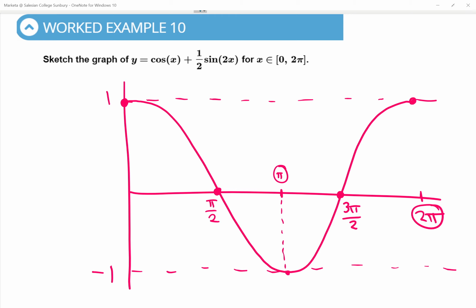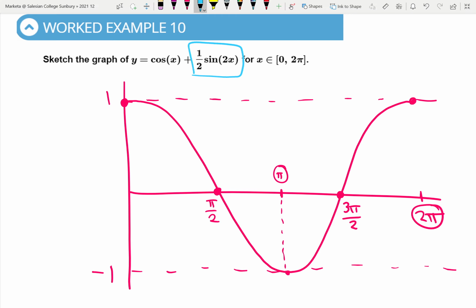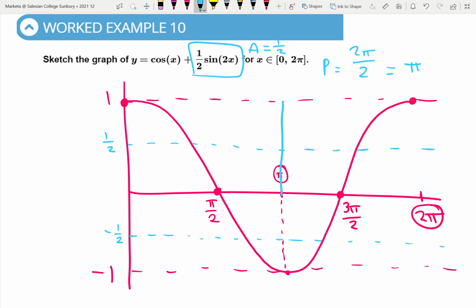Now, if we're doing half sine 2x, the amplitude is half, so that means it's going to go here and here, half and negative half. And then the period is 2 pi divided by whatever's in front of the x, so it's pi. So what this means is that our sine graph has to fit into here. So that's going to be one period or one cycle of the sine graph.